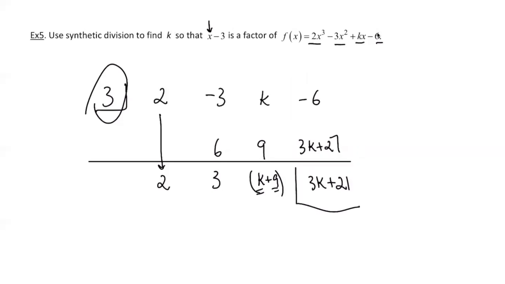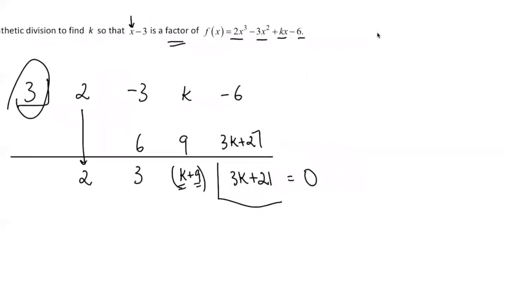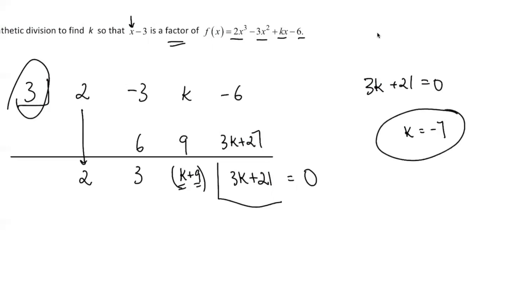And what do we know? It's a factor, right? So the remainder must be 0. So now 3k plus 21 is equal to 0. What must k be? K must be -7, right? You've got to have -21 plus 21 to get you 0. So k must be -7. Okay, that's it. Done.